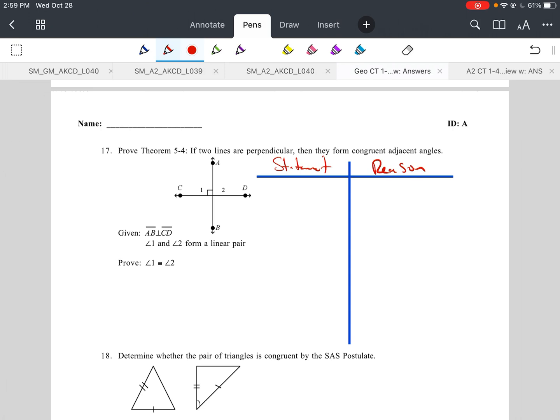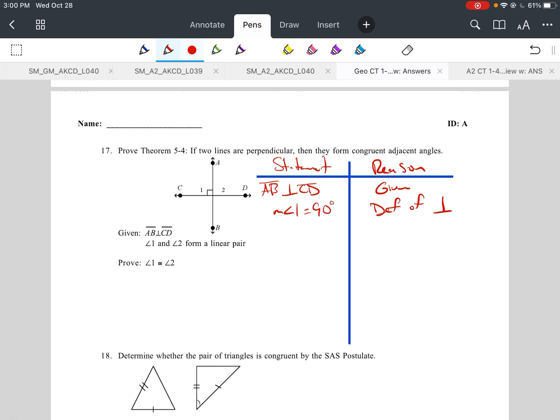Okay, so start with what's given. We'll start with AB is perpendicular to CD. Given. All right, now, because that's given, what do you have from that information? Because they're perpendicular, you know the measure of angle 1 equals 90 degrees, and that's just the definition of perpendicular.